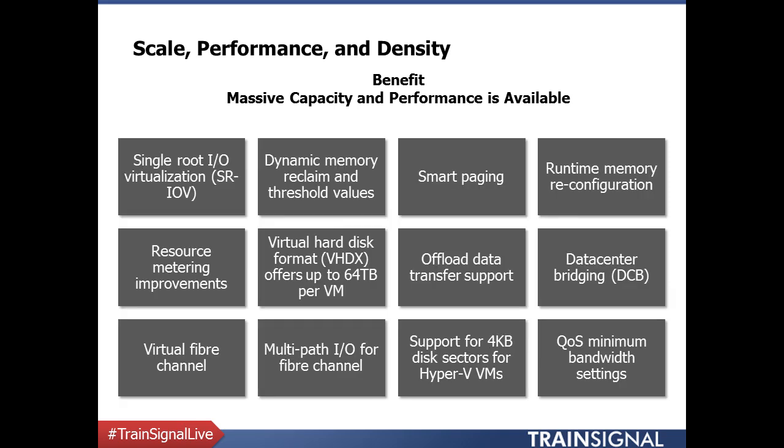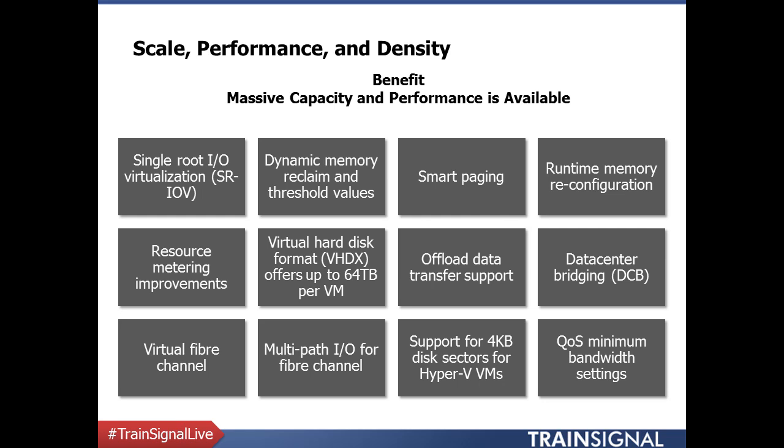Moving on, some more benefits related to scale and density. SR-IOV, or single root I/O virtualization, similar to VMware's DirectPath. With single root IOV, you can dedicate hardware so that it's not going through the virtual layers, so that a virtual machine is talking directly to hardware, say like a SAN HBA. The dynamic memory reclaim and threshold values. So dynamic memory in itself is not new, but the reclaim and threshold values that you can set are very cool. Smart paging, the runtime memory reconfiguration, those are all related to dynamic memory.